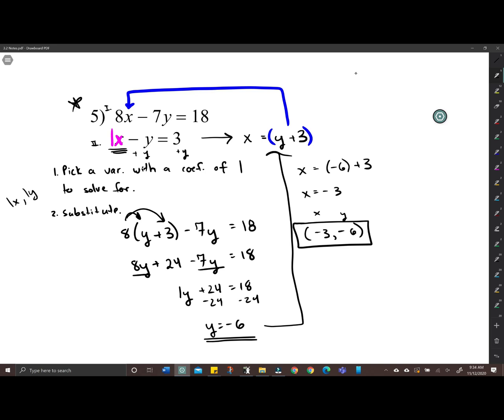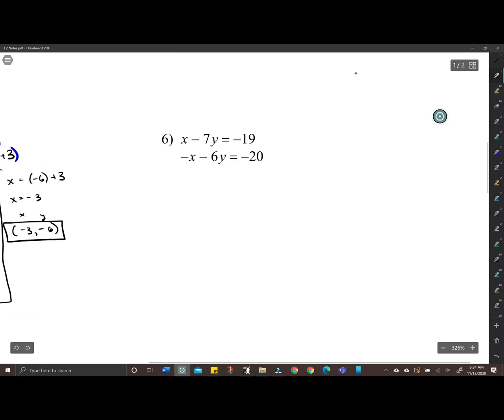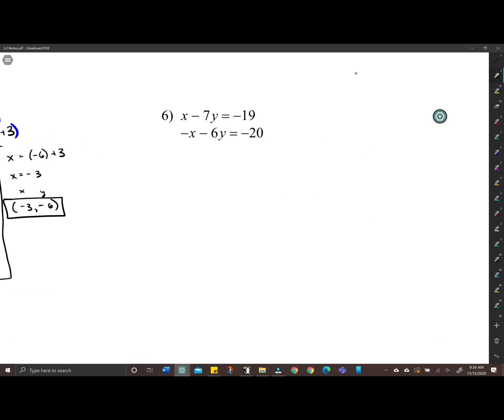Okay, let's do one more here. So number 6. You can solve for a variable first. So let's solve for this x here. Is going to be nice and easy. So how do we do that? We want to get it by itself. So we're going to add the 7y to the other side. So negative 19 plus 7y is the same thing as x. From there, substitute. We're substituting for x. So I'm going to put that in for x.